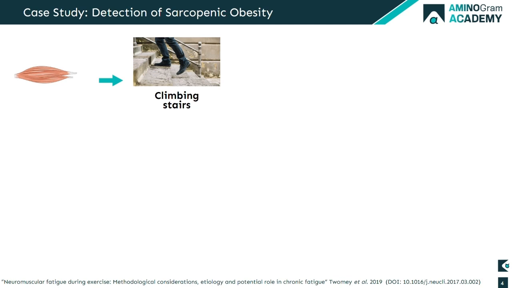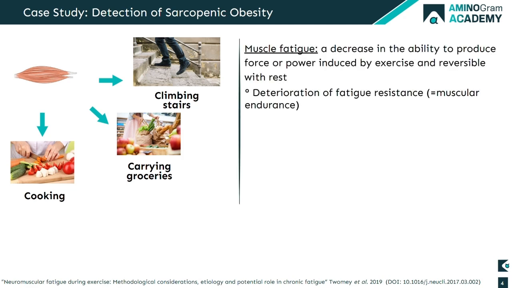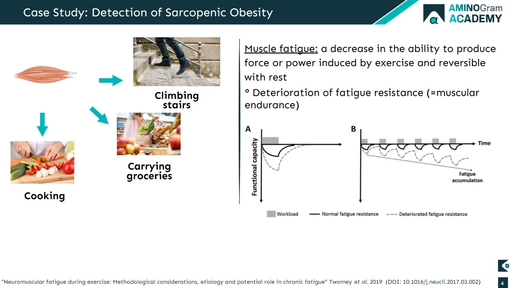However, often when we think of muscle, we think of sports, but muscles are also used, for example, to climb stairs, carry groceries, or cook. And very often, when there is sarcopenia or muscle dysfunction, this muscle will function much less effectively. Either its mass will be insufficient, so the force it produces will be inadequate, but also there will be an exacerbation of muscle fatigue, meaning the muscle's reduced ability to produce force, which is induced by exercise and reversible by rest. And this deterioration in resistance to fatigue, which can be equated to muscle endurance over time, will have a real impact on the overall fatigue of patients.